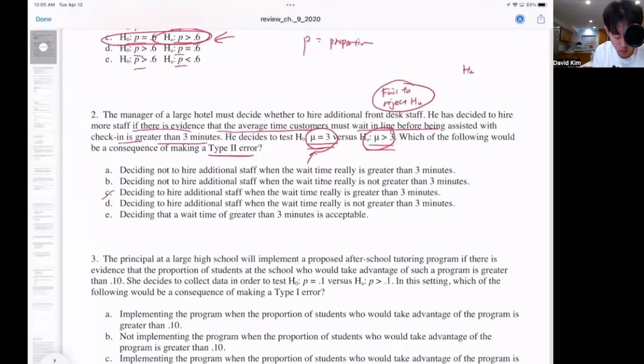So we are actually going to eliminate C, D, and E, deciding not to hire additional staff. But when we say that the alternative hypothesis is actually the one that's true, the wait time is actually greater than 3 minutes is what we want to say. So that should be A for number two.